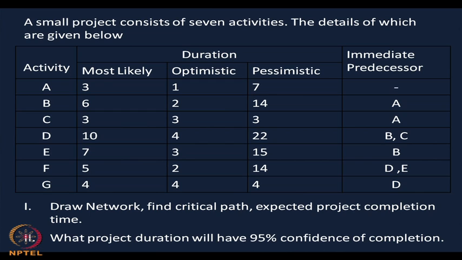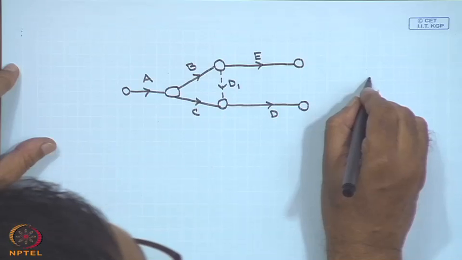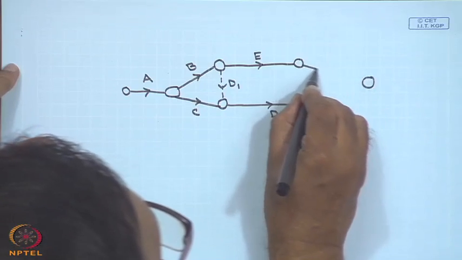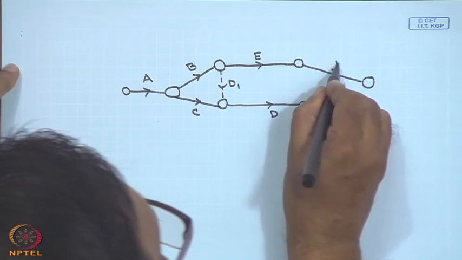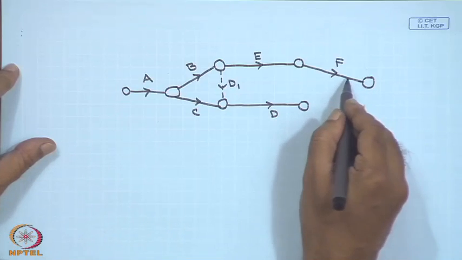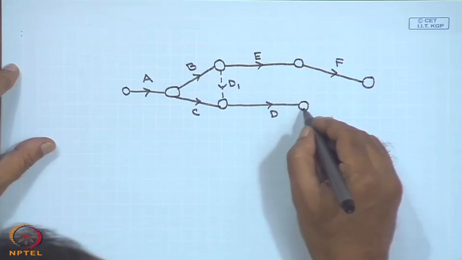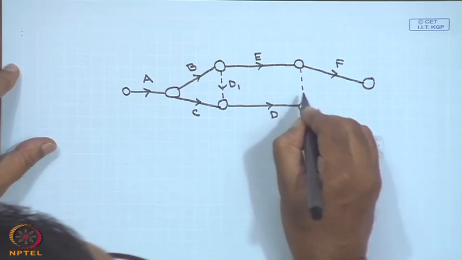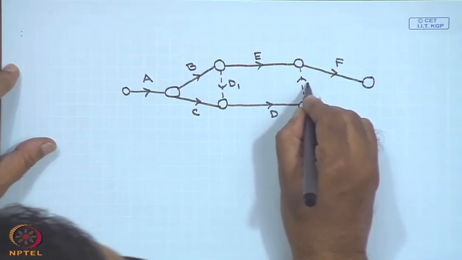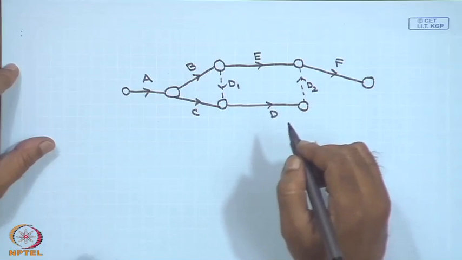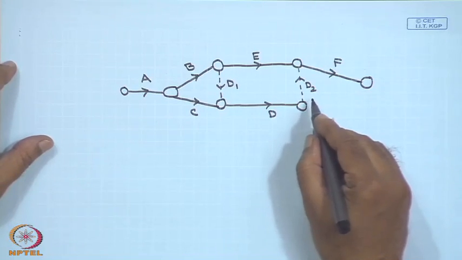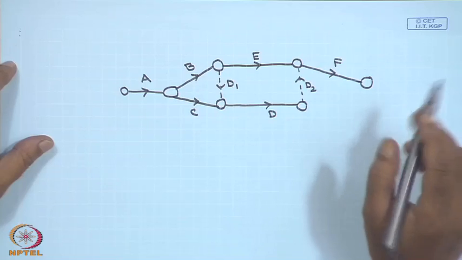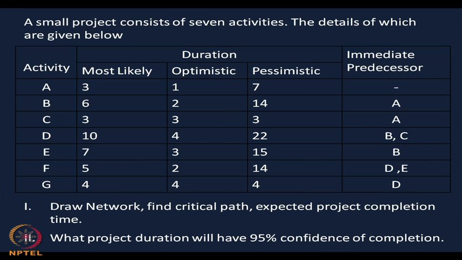Then activity F: we are told its immediate predecessors are D and E both. If I draw something here, and say this is activity F, of course, before F, E should be completed, but D also should be completed. Since D also should be completed, we have to provide one dummy activity D2 over here.